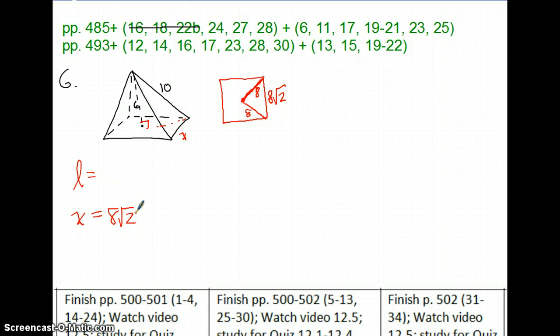And then I got to find L. Look at that outside triangle. Might be kind of easy. There's a couple ways to do this. I could find, because I got to find L.